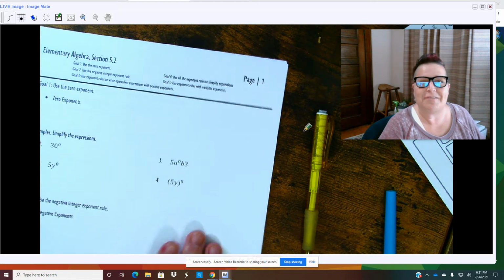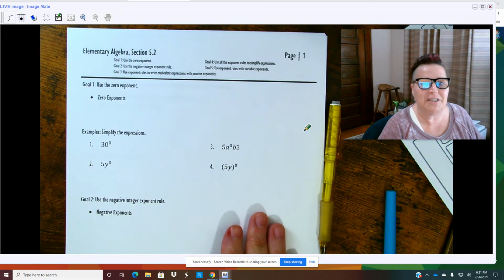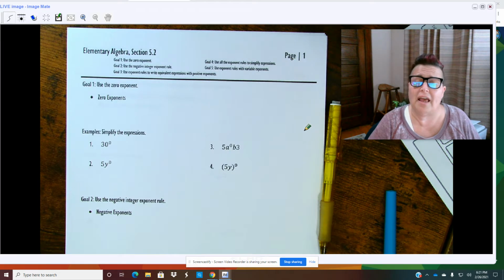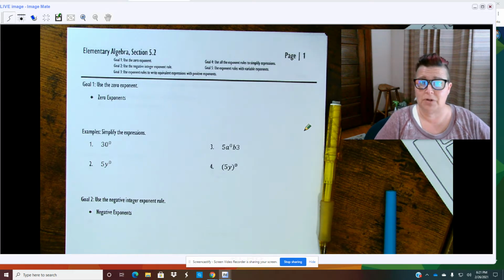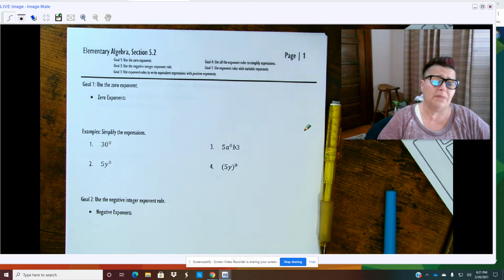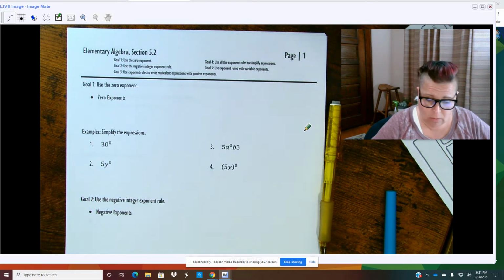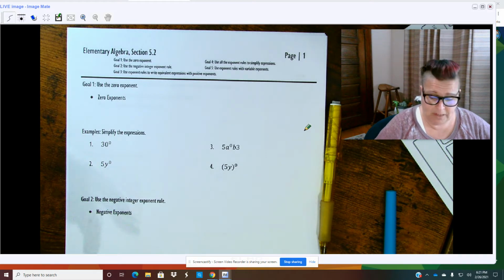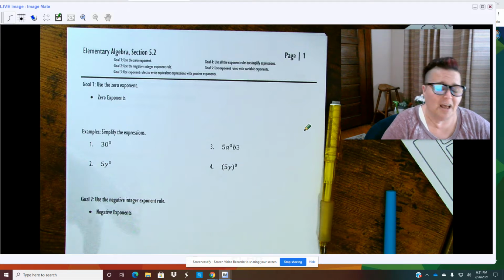And we're about to start section 5.2, which is exponents. Specifically, we're going to be looking at what happens when the exponent is a 0 and when the exponents are negative numbers. All right, so a 0 exponent. What does it mean when you have a 0 exponent? Well, part of the problem is that it doesn't mean what you think it means.